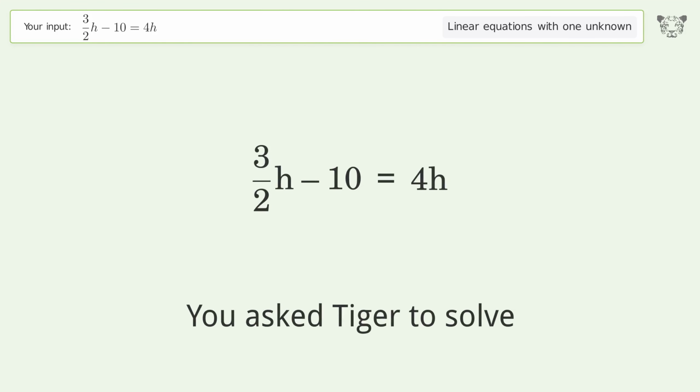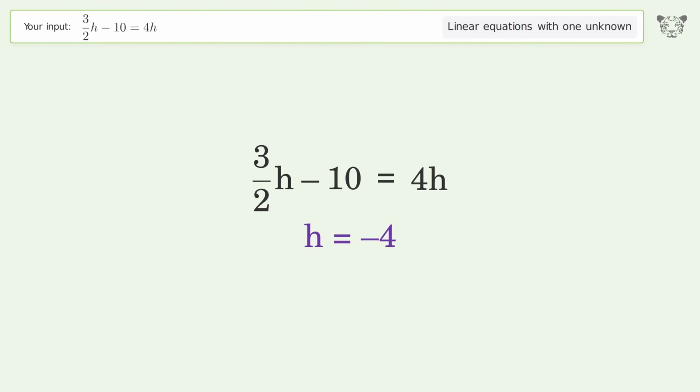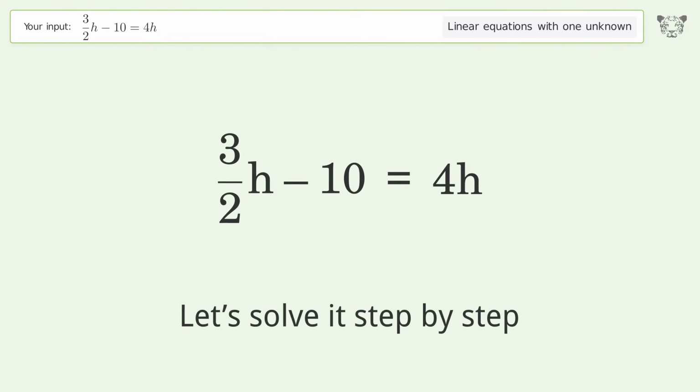You ask Tiger to solve. This deals with linear equations with one unknown. The final result is h equals -4. Let's solve it step by step.